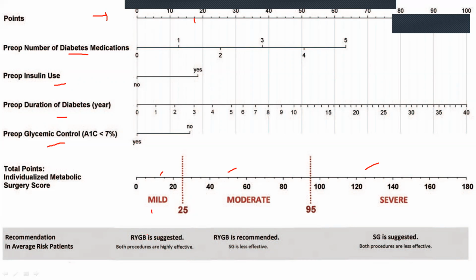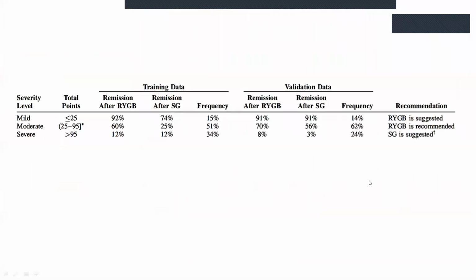So for example, for the mild group, they recommended that RYGB was better, even though both procedures were equally effective. One more thing, the cohort included both sleeve and RYGB patients. In the moderate group, sleeve was found to be less effective, so they recommended RYGB. And in the severe group, sleeve gastrectomy was suggested, even though both procedures were less effective. That was in order to reduce the risk for the patient, basically.